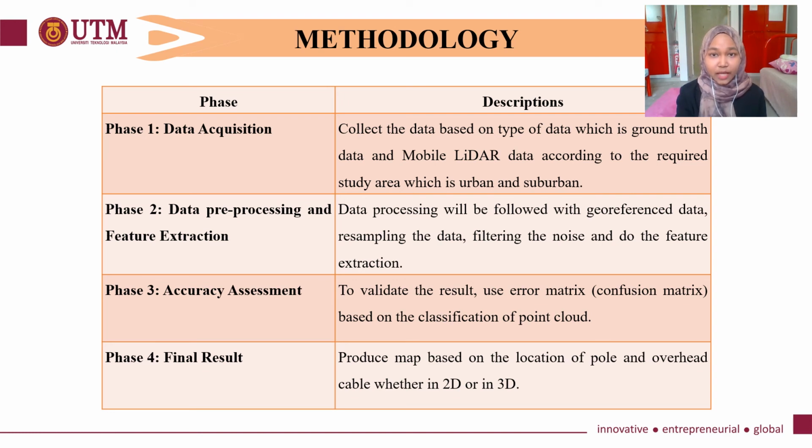So we go through each of the phases, starting with data acquisition. There will be 2 types of data, which is mobile LiDAR data and ground truth data, categorized as urban and suburban data. While for data pre-processing and feature extraction, this research will go through all of the process starting from georeference data, filtering the noise and feature extraction. And for the feature extraction part, we will use machine learning method that uses random forest algorithm, which is focused on feature extraction for pole and feature extraction for overhead cable.